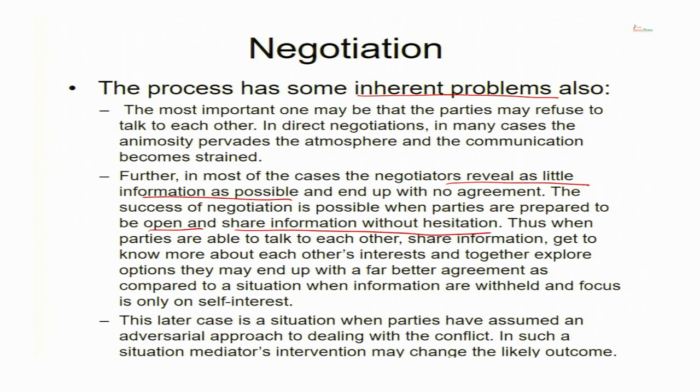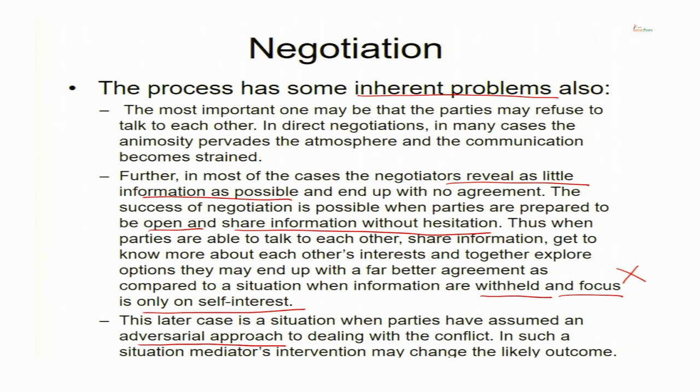The chance of success of negotiation is high when parties are prepared to be open, to share information without hesitation. In order to maximize your gain somewhere in the back of your mind, you want to hide information. You want to know about others' interest, not disclose your interest. That is not a good situation for success of negotiation. So when the information is withheld and the focus is only on self-interest, this is not a good situation for success of negotiation. It should be open. The communication must be open. We must focus on the interest of both the parties. When you are self-centered, when you are withholding information, it is not different from the adversarial approach.